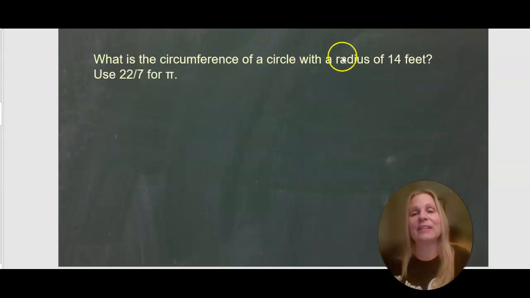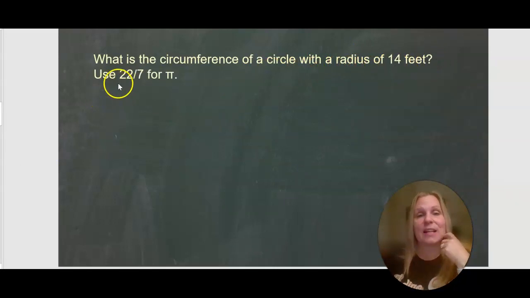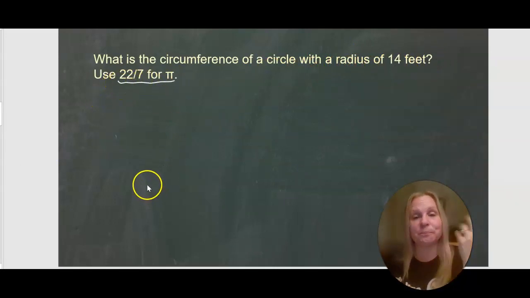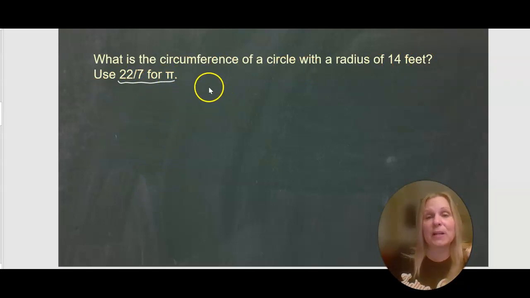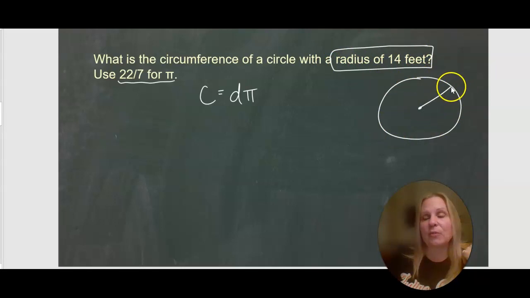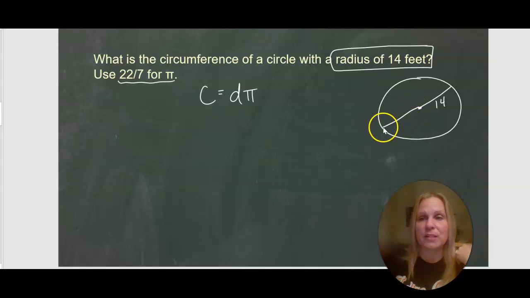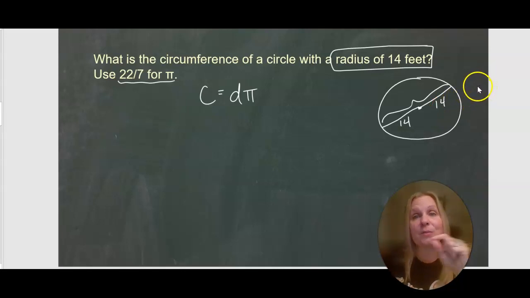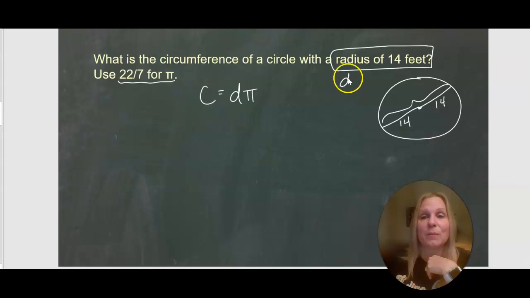Okay, this time they're giving us the radius and telling us to use a fraction for pi. So still my circumference is d pi. So if my radius is 14, remember, radius is only halfway across the circle. So that means I would have another 14 over here, right? So my diameter would be my radius times 2. So my diameter is 28 feet.